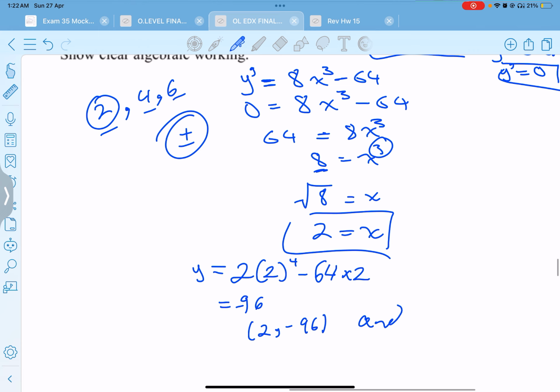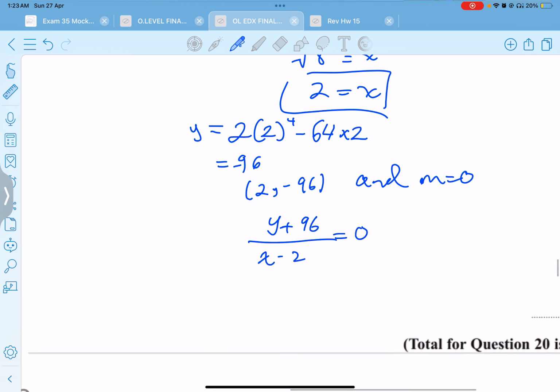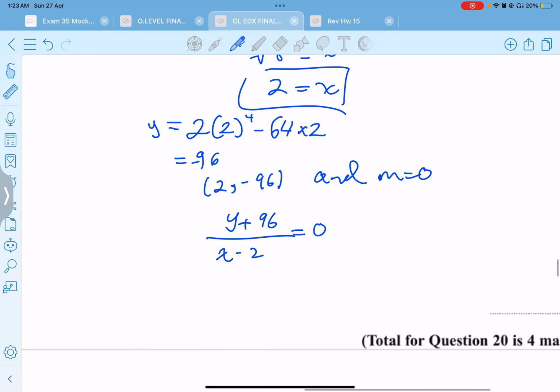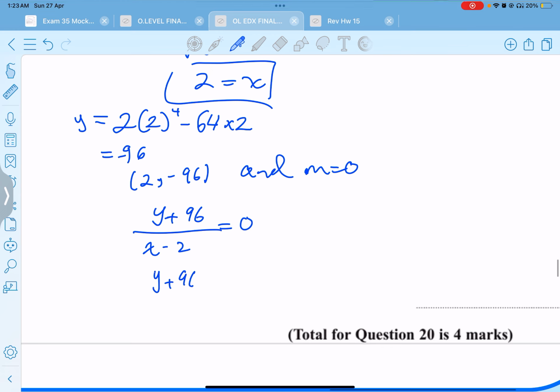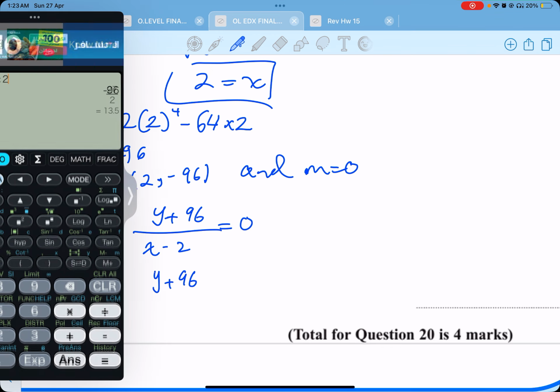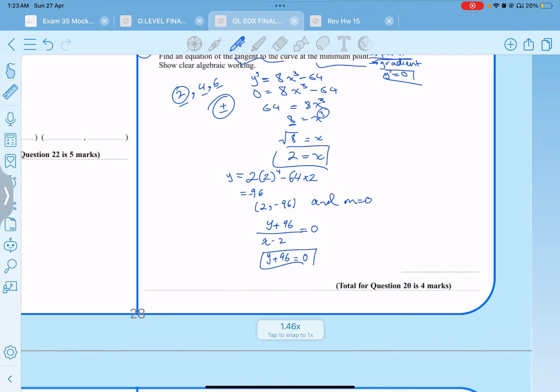And the gradient, or m, is equal to 0. So y minus negative 96, which is going to be positive 96, and then x minus 2 is equal to 0. So it is going to equal y plus 96 equals 0. This is the equation.